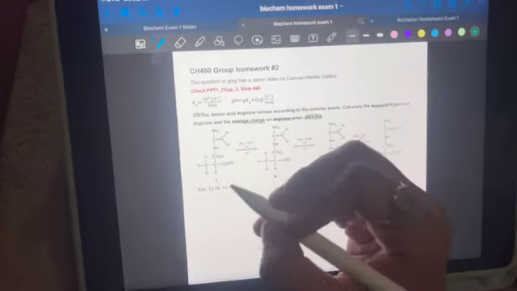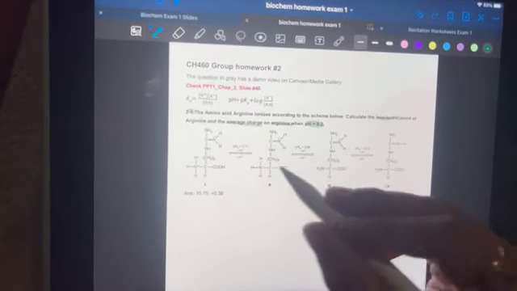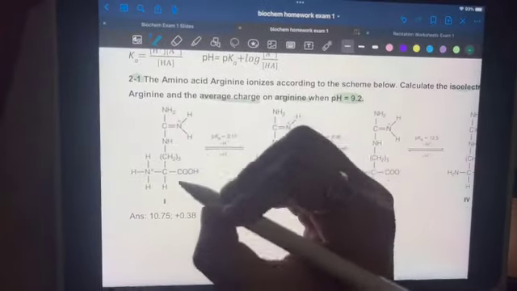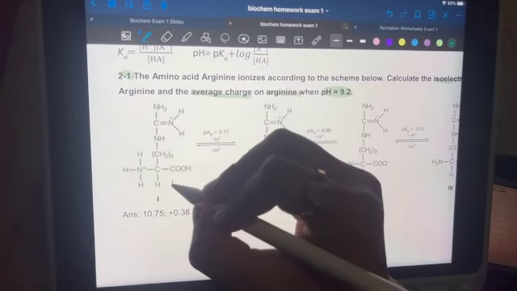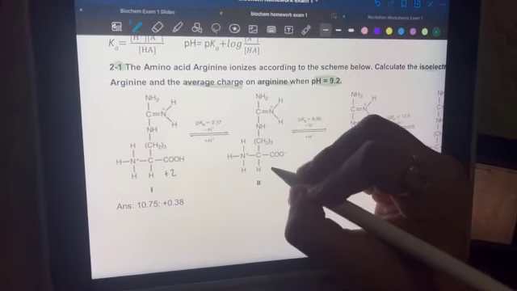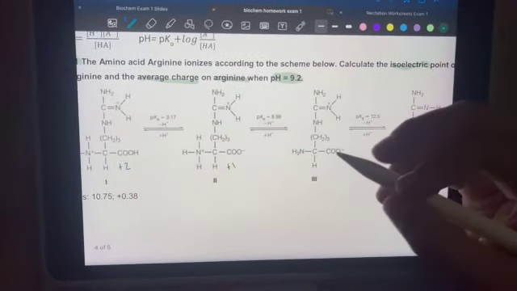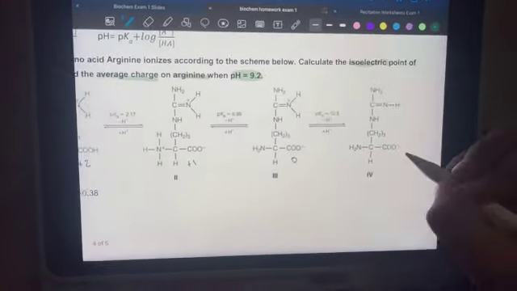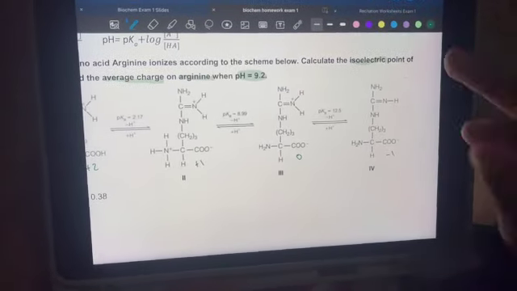So what we're going to first do is get the charges of each molecule. So this first molecule has 2 pluses, so it's going to be +2. This has 2 pluses and a -1, so it'll be +1. This has a plus and a minus, so it'll be 0. And this has a minus sign, so it'll be -1.